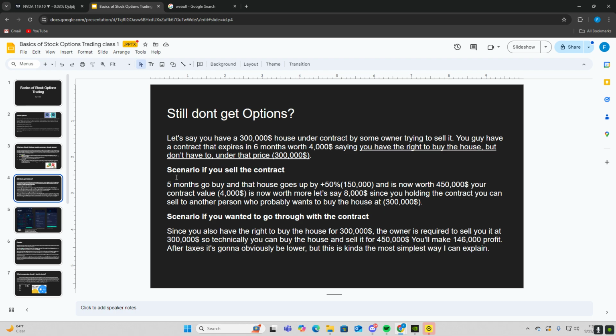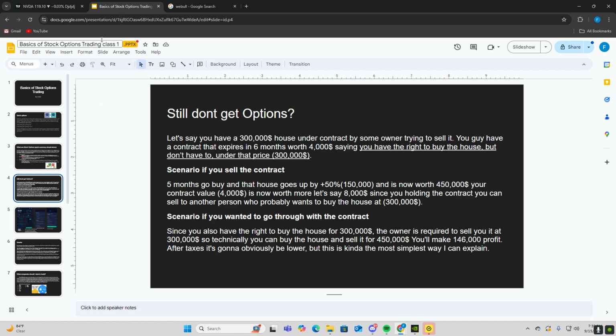house at 300,000. Or if you don't have the cash, like I said, you could sell it to a real estate investor who actually does have the cash, and you sell that contract for 8,000, and then you make another 4,000 basically because that contract 5 months ago was worth 4,000, but since your asset grew, then your contract grew, and now that contract is worth 8,000.